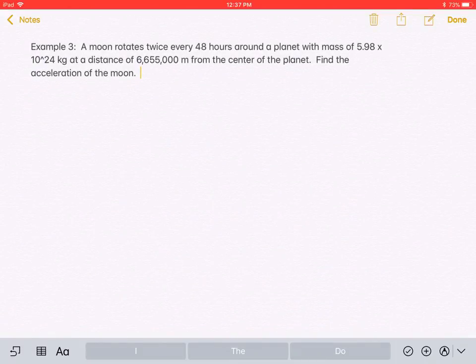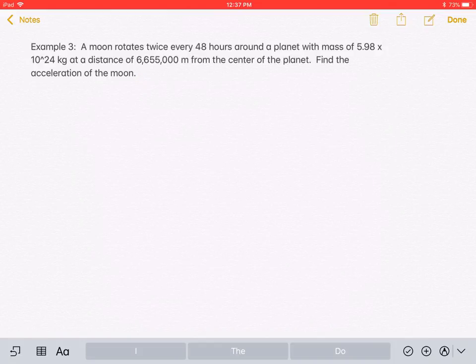Okay, so here we are with example 3. A moon rotates twice every 48 hours around a planet with a mass of 5.98 times 10 to the 24 kilograms. So a really massive planet, similar to Earth, at a distance of 6,655,000 meters from the center of that planet. Find the acceleration of the moon.